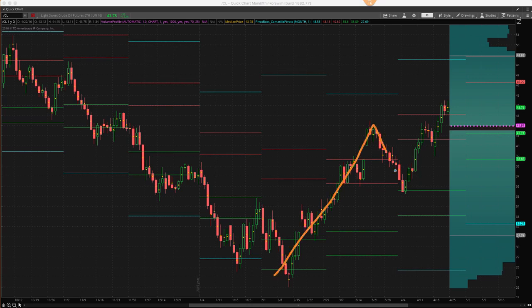In an uptrending market, the idea is to look to buy at the green pivots and hand it off at the red pivots.